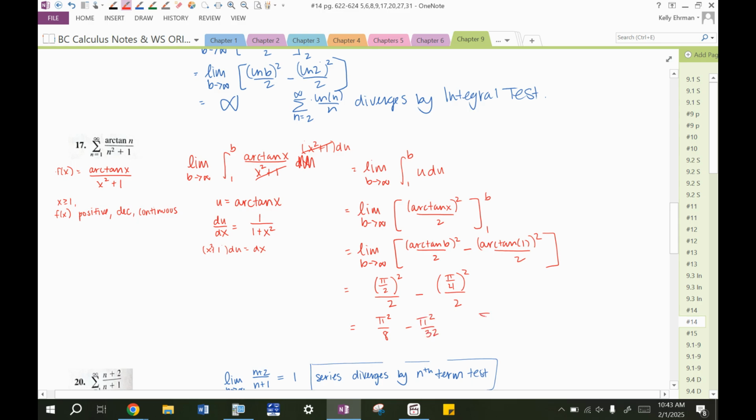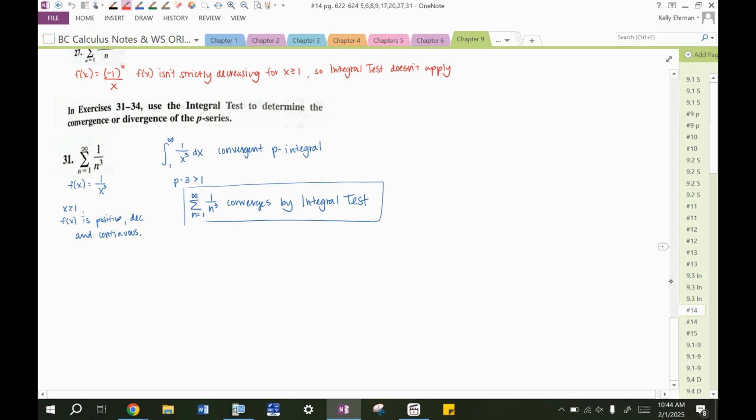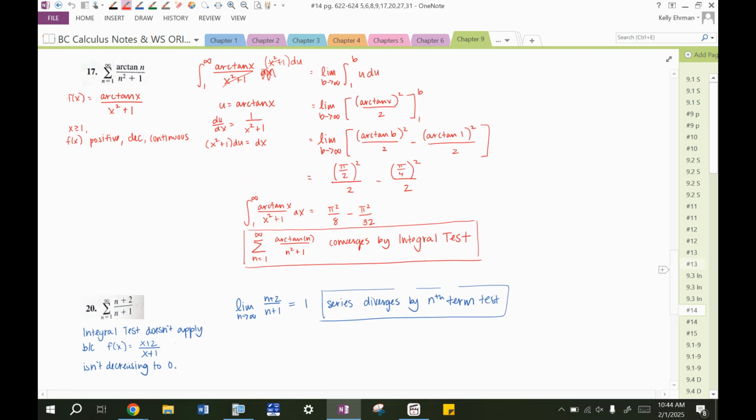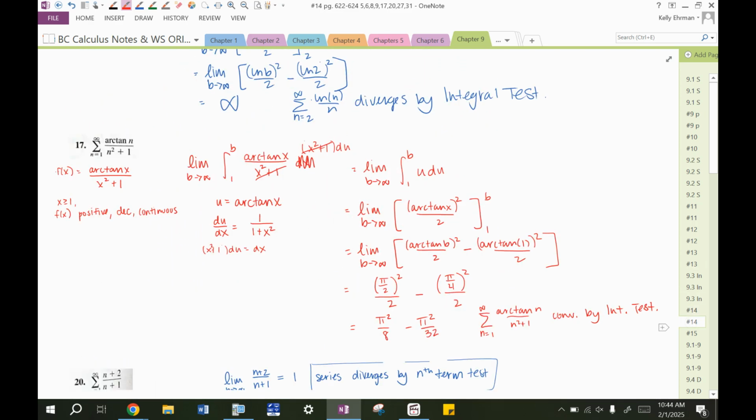That means that because the integral converged to this value, the series also converges. So converges by integral test. Let's see. Did I square those pi's? I bet I did not. I'm going to have to fix my key to post. Oh, I did. Look at me. Okay, never mind. I did it.